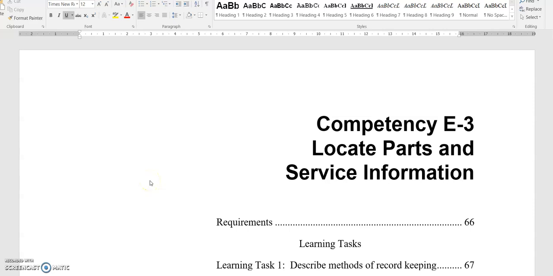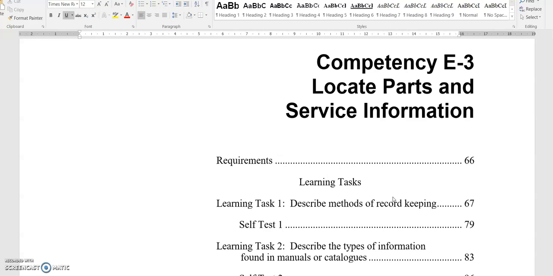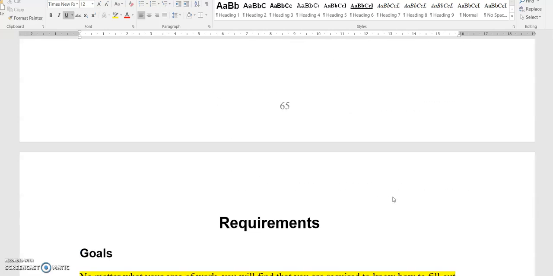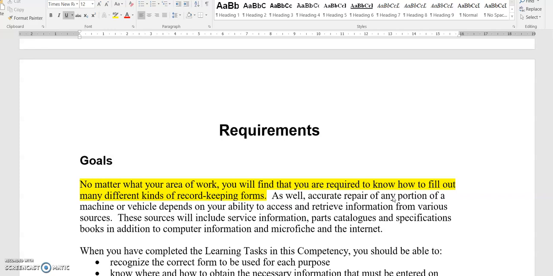Hello everyone. I would like to talk a little bit about competency E3, which is locate parts and service information. This is the assignment you were given last night, and I would like to expand a little bit or touch on some important points, because as millwrights you will end up dealing with different forms.